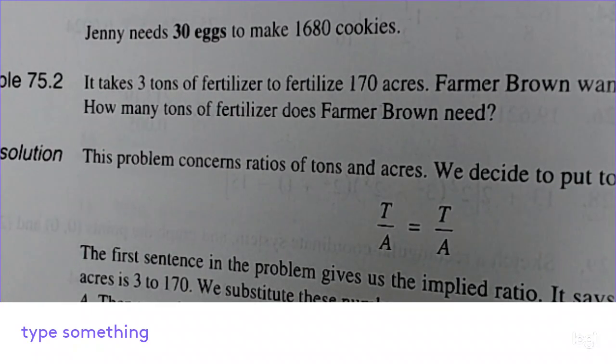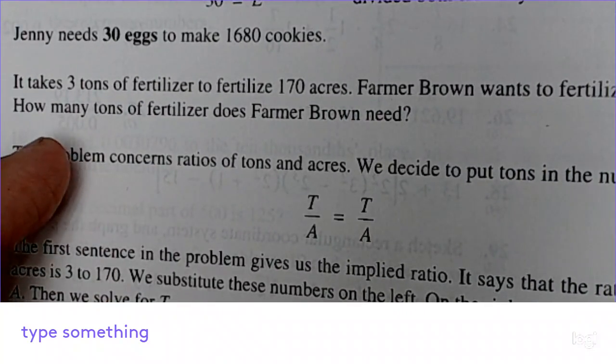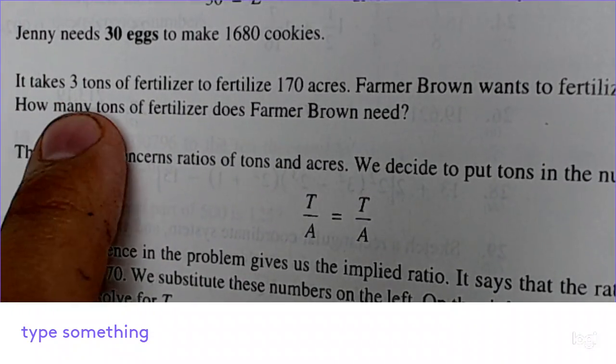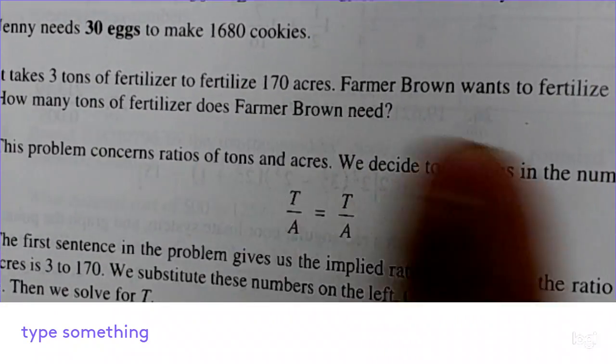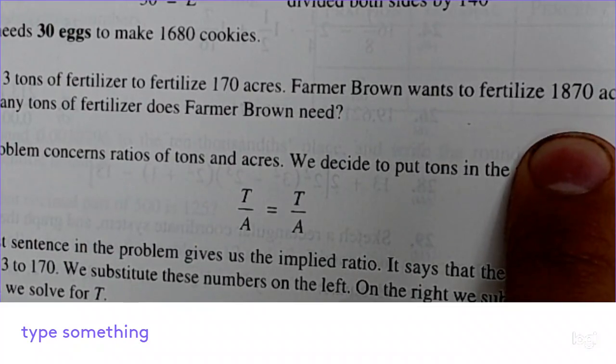Okay, so if you guys said the ratio should be 3 tons of fertilizer to 170 acres, you got it correct, because that's where the ratio is. It's materials in to create an outcome. That's kind of how a lot of ratios work. So if it takes him 3 tons of fertilizer to make 170 acres, then we're going to use that ratio to figure out how much he needs for 1,870 acres.